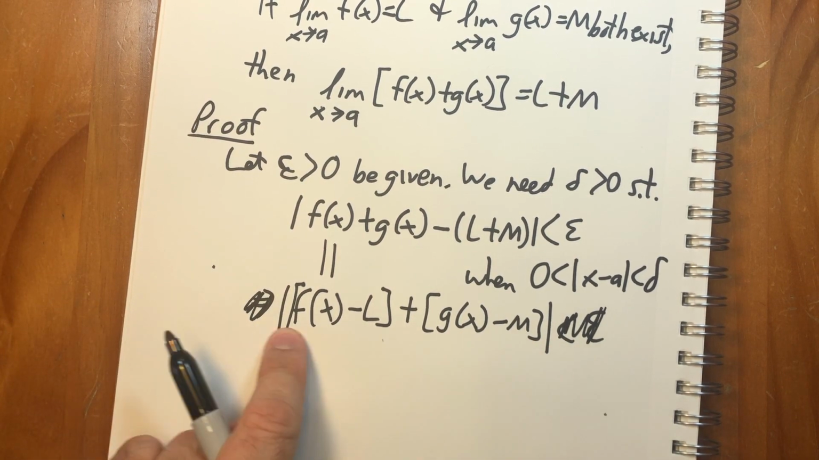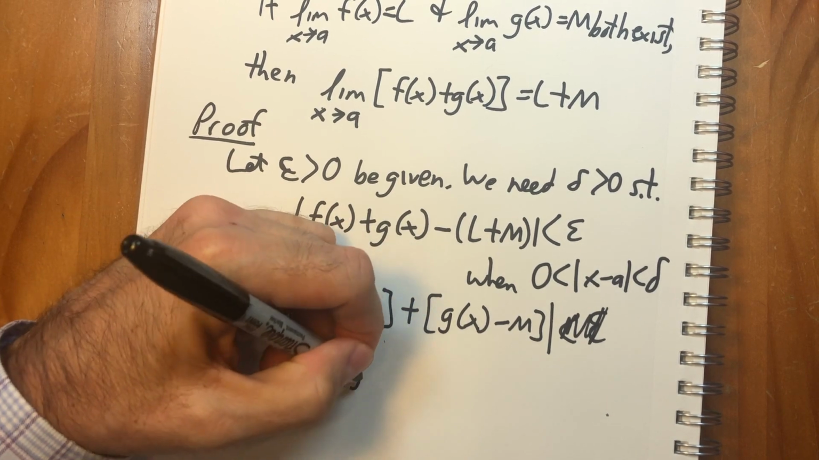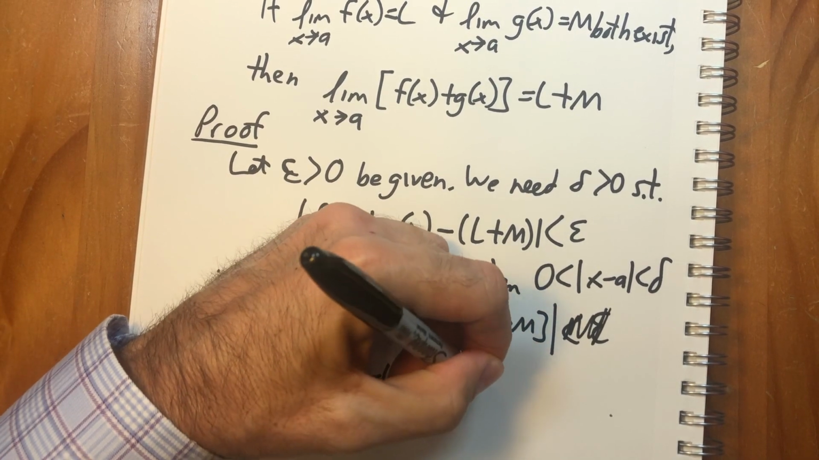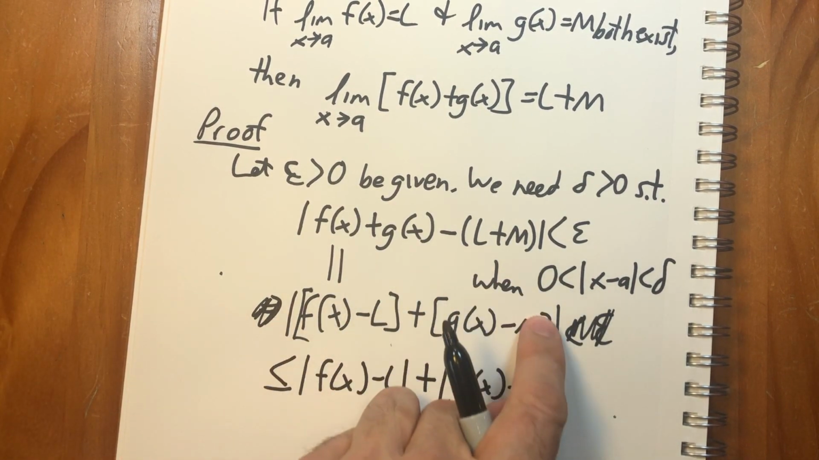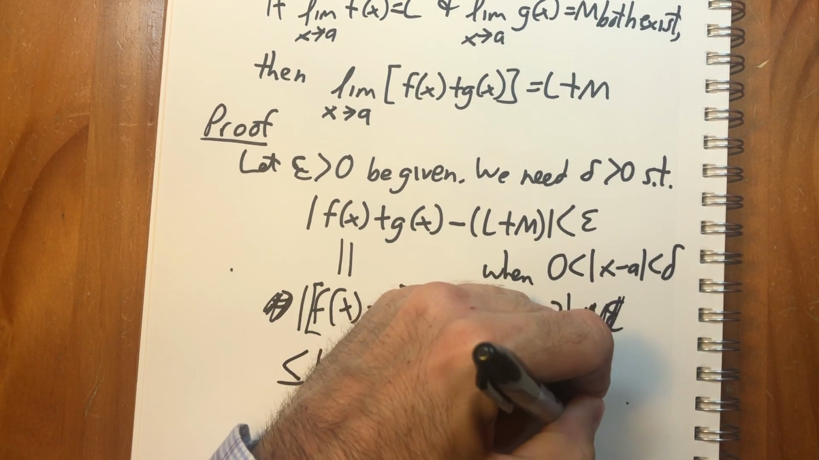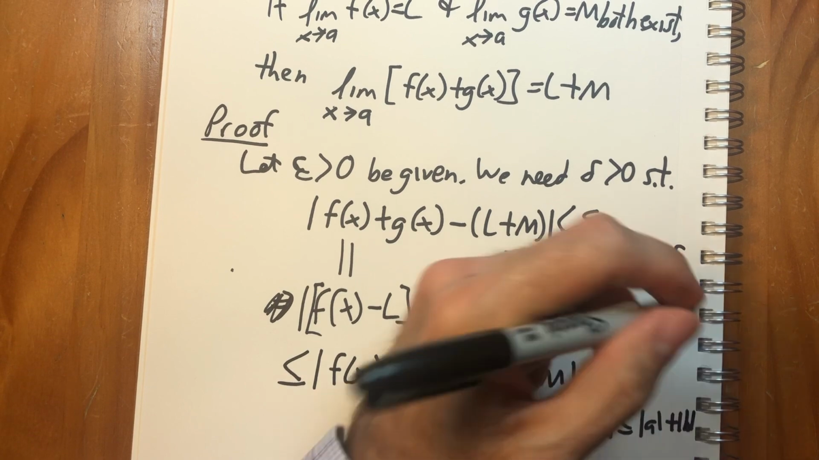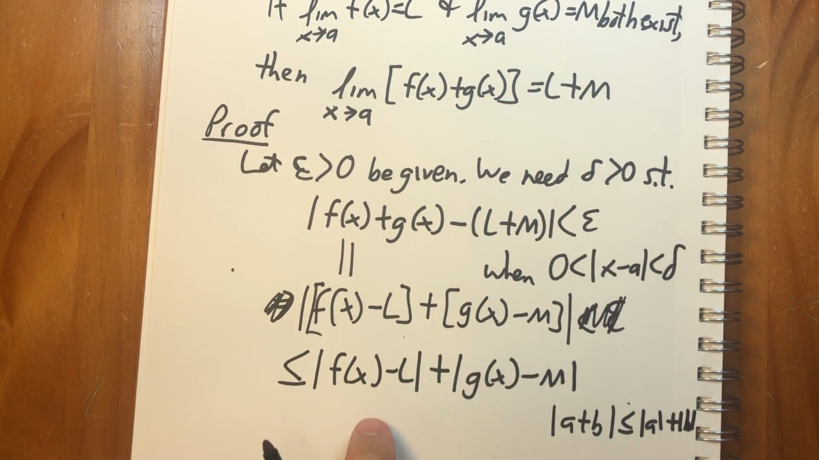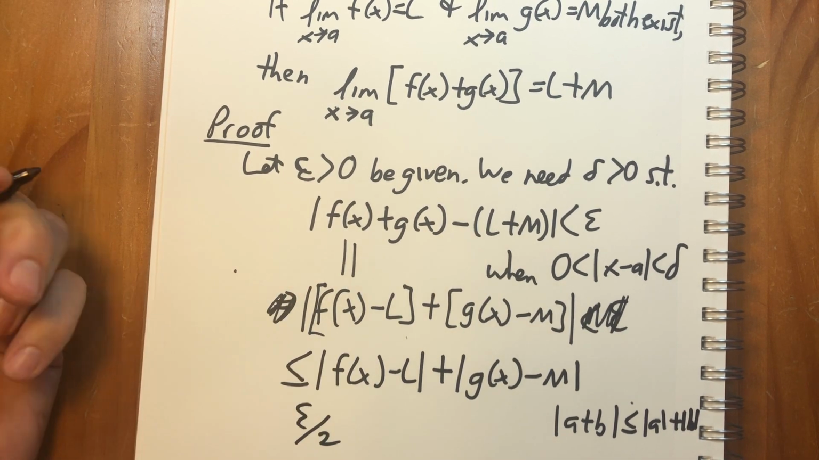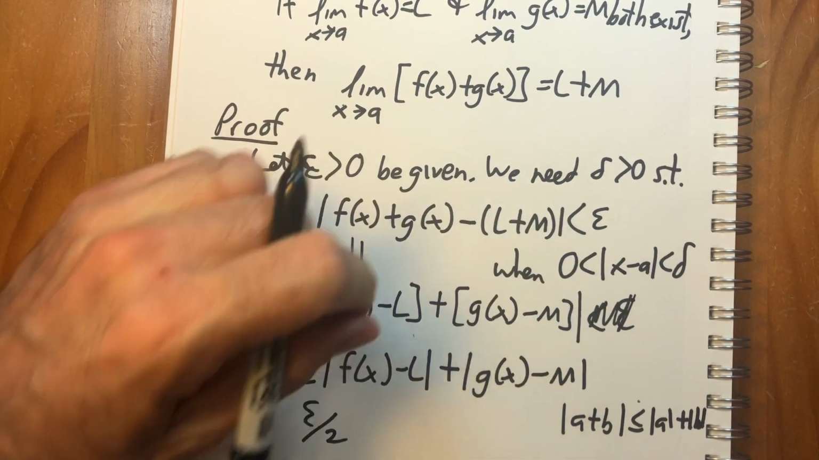And then this, we know, is less than or equal to, the absolute value of a sum is less than or equal to the sum of the absolute values of each of the summands. That's the triangle inequality, right? That the absolute value of a plus b is less than or equal to the absolute value of a plus the absolute value of b, okay? So we're going to make this less than epsilon by making each of these less than epsilon divided by 2. So it'll just be epsilon divided by 2 here, epsilon divided by 2 there. This whole thing will be less than epsilon.